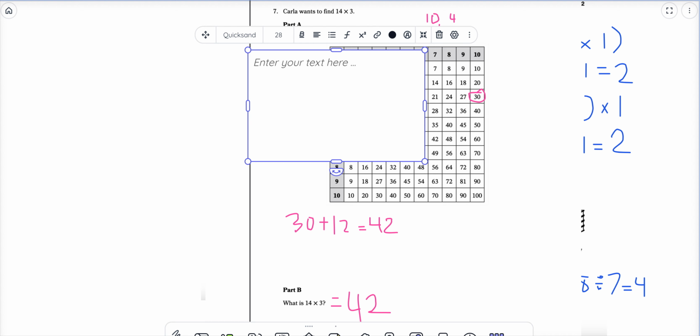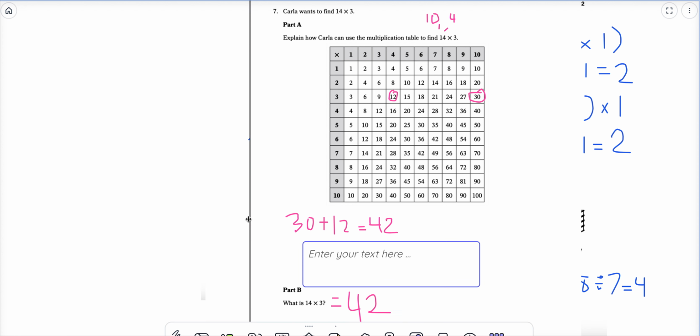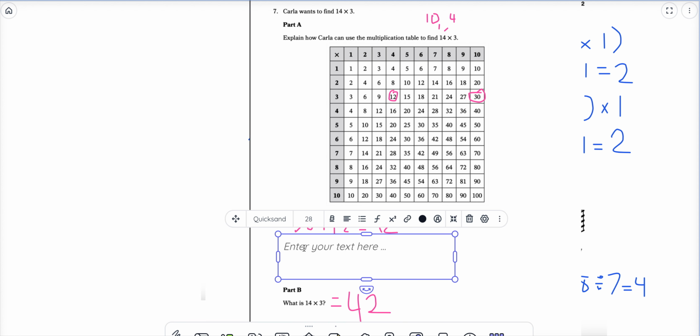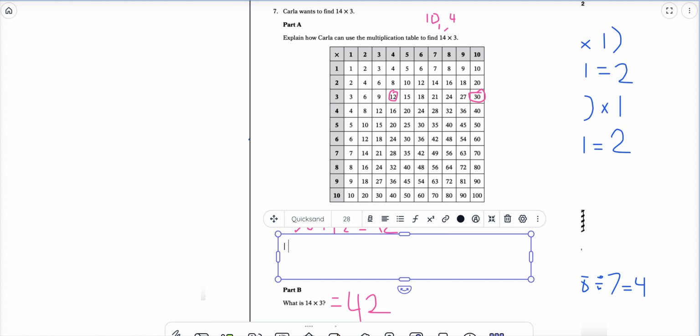So what should my answer be? Because it's asking me to explain, that means I need to use words. What words can I use? What did I just do right now? Basically, you're going to tell me what exactly you did. Ellie, what did you write? I use the break apart method to find 14 times 3.